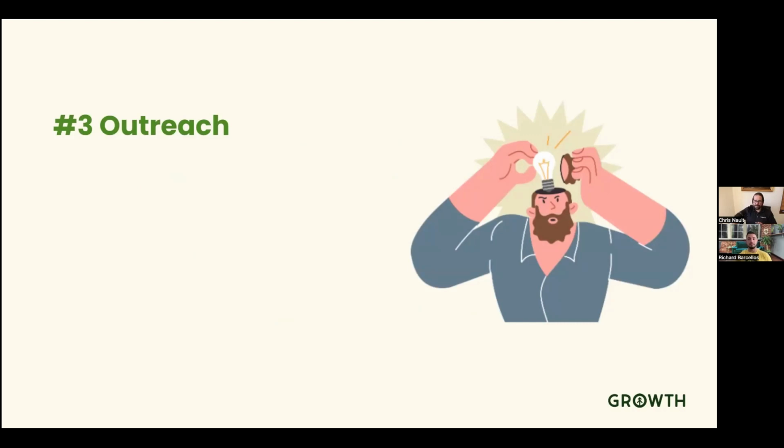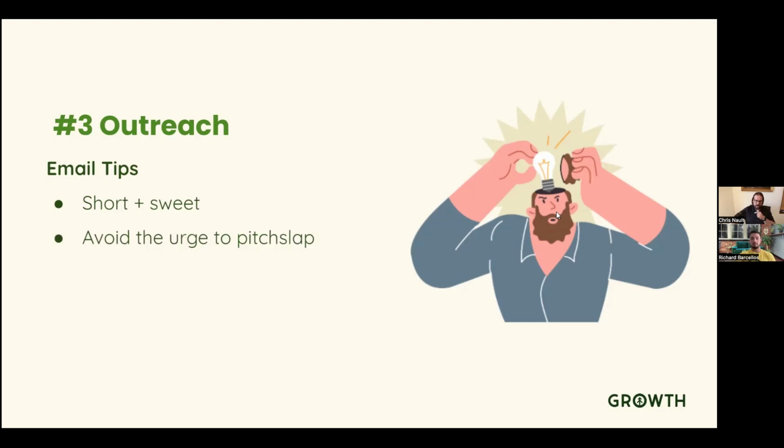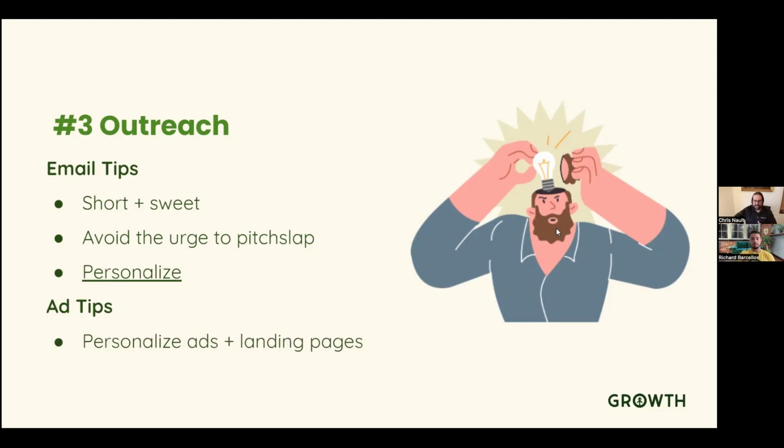The third thing we're going to talk about for an ABM campaign is outreach. Now, this is great. You've done all the hard work and now you get to hit play. There are two components. We're really talking about email outreach and target display ads. With your emails, they should be short and sweet. You should avoid the urge to pitch slap, and you should personalize. For target display ads, you're going to want to personalize those ads and those landing pages. This will essentially create a rinse and repeat function.